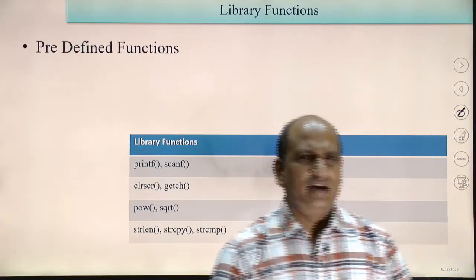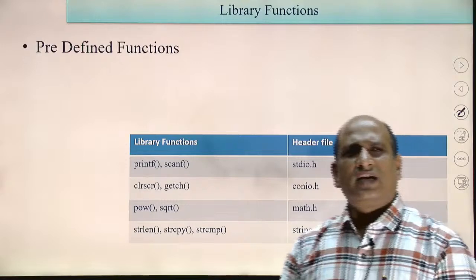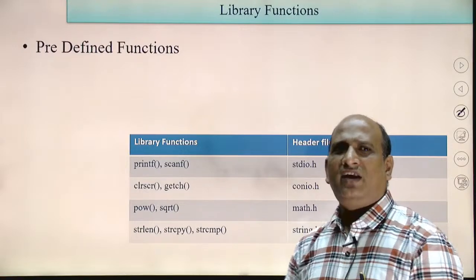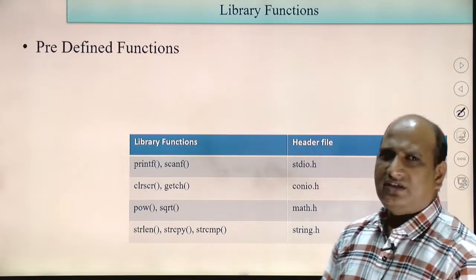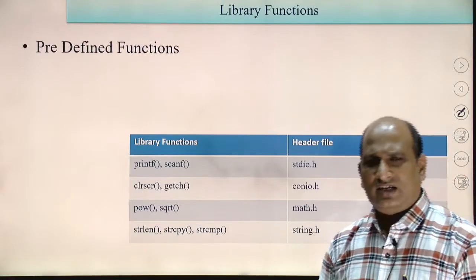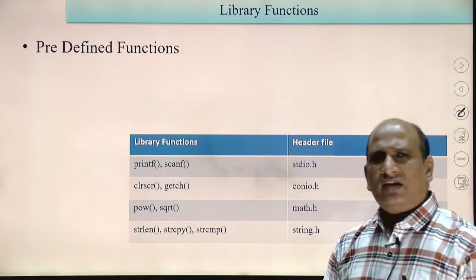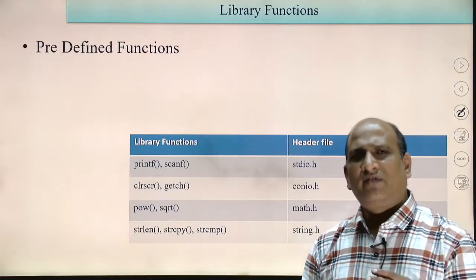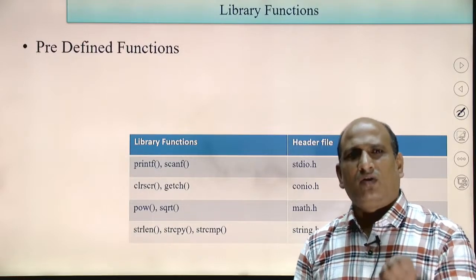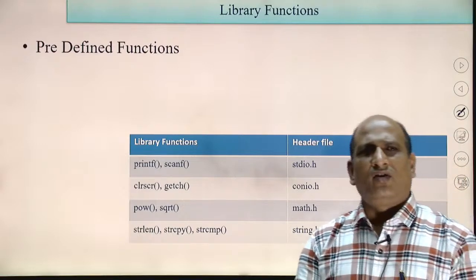For example, printf and scanf are predefined functions that have been defined in the library header file stdio.h, meaning standard input output.h. clrscr and getch functions have been defined in conio.h, and so on. These functions are predefined, defined in some header files, and those we also call the library. Whenever we need to call those functions, we have to include those libraries and directly call those functions to use.